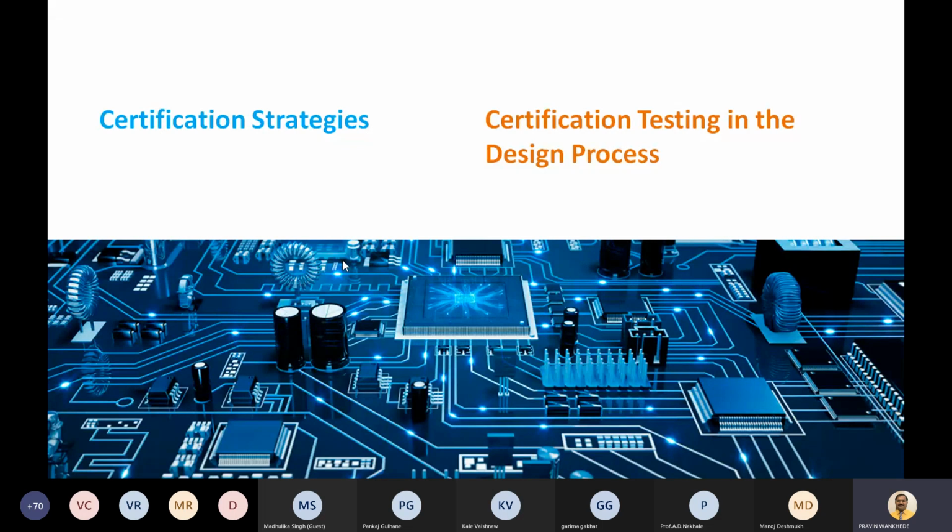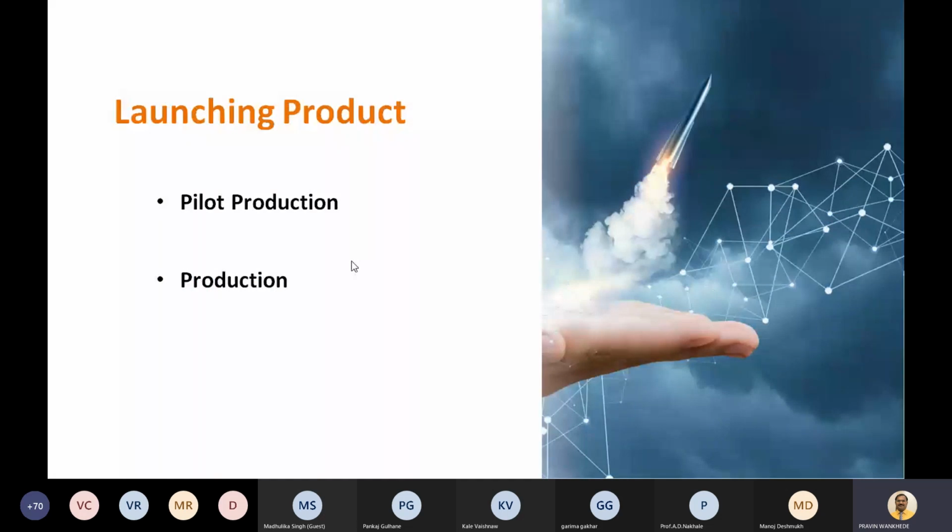Correct. So it is up to us at the time of the design process which method or which type of component to select, whether we develop the particular section on our own, or we buy a module which is already certified for our product. Okay, so I think most of the things are discussed for these certification strategies. And then finally comes the launching of your product.